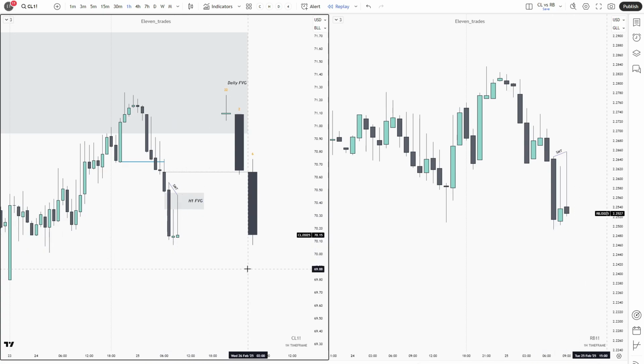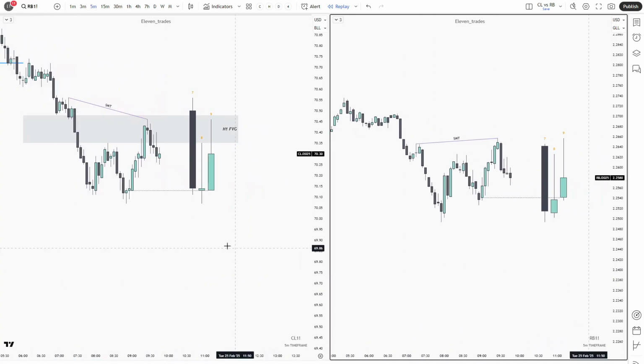And now we will go to the aligned time frame, which is the 5 minute, and we will trade the market maker sell model. So here on the hourly chart, we are inside that hourly imbalance, that fair value gap. All we need is a change in the state of delivery to get on side with the distribution.